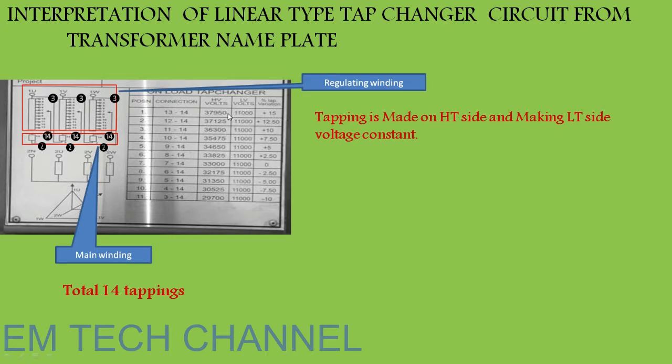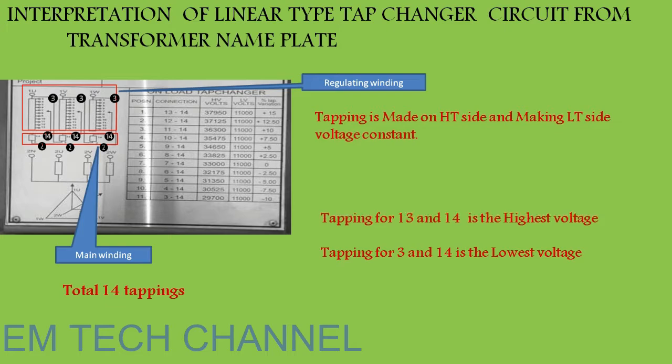And next you can see from the nameplate, if I make a tapping between 13 and 14 it gives the highest voltage, and if I make a tap between taps number 3 and 14 it gives the lowest voltage. How? You can see here this is 13 and 14.